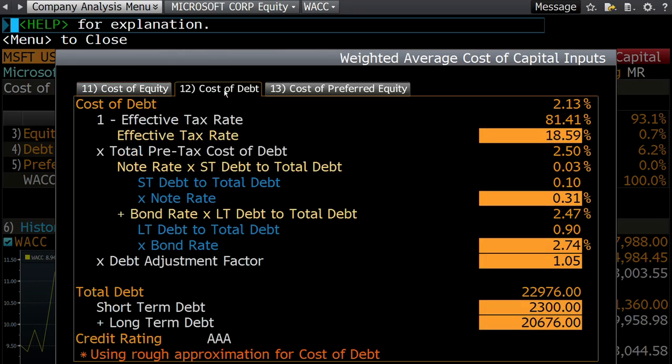Clicking on the cost of debt tab, we see the effective tax rate that they've assumed of 18.59% and their pre-tax cost of debt. Their pre-tax cost of debt in this case is 2.74%. This all leads them to their after-tax cost of debt of 2.13%. Again, these are Bloomberg's calculations of these variables. It's nice to see here that we are actually quite close to Bloomberg's numbers, but I would caution against just blindly using someone else's numbers. The financial analyst is supposed to come up with their own judgments for what their inputs are for their model. That's what makes the valuation their own.